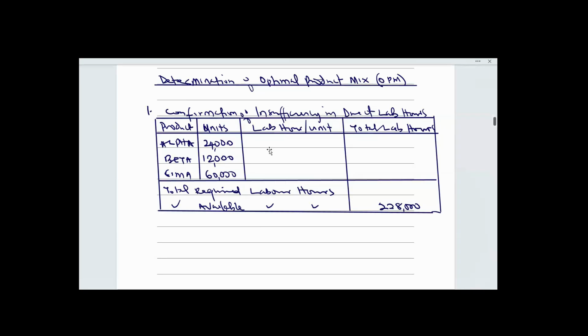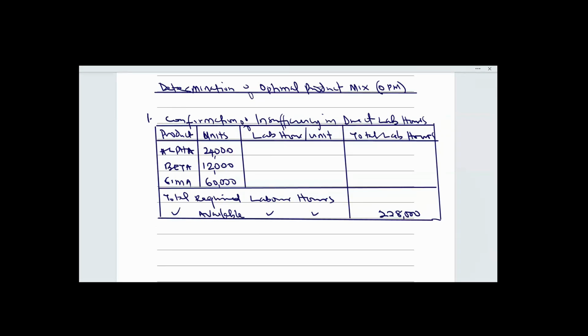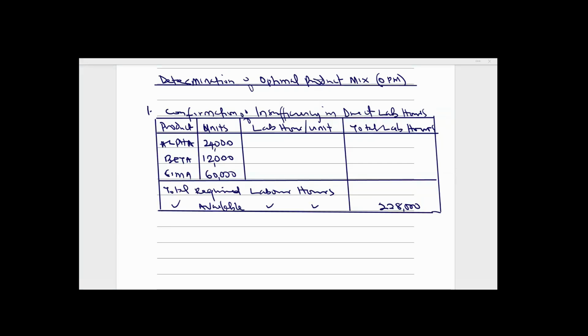So the first one, for alpha, labor cost is 24 naira. So this will be 24 naira divided by labor rate of 6 naira. So this will give you 4 hours. For beta, we have 48 naira. 48 naira divided by 6 naira will give us 8 hours.